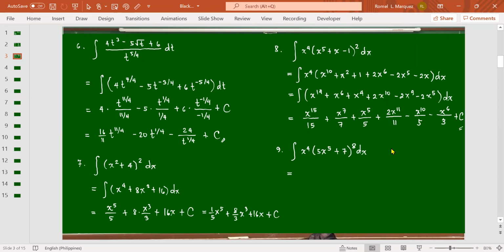So by chain rule, what is our u here? 5x raised to 5 plus 7. That's 7. What is our n? What's the exponent of your u? That is your n. 8. What is du? What is the differential? 25x raised to 4 dx, right? Yes, we multiply by dx.